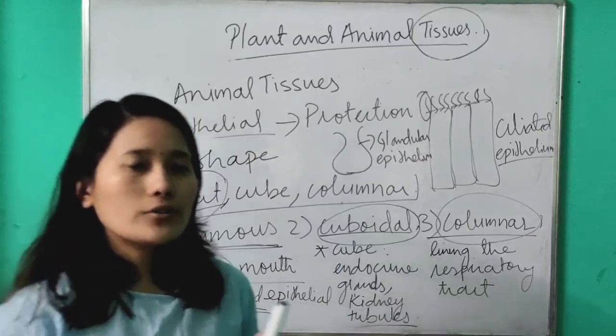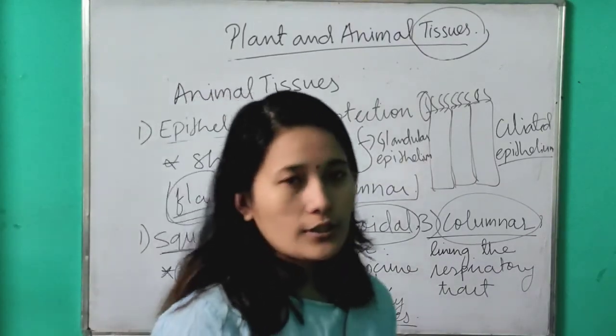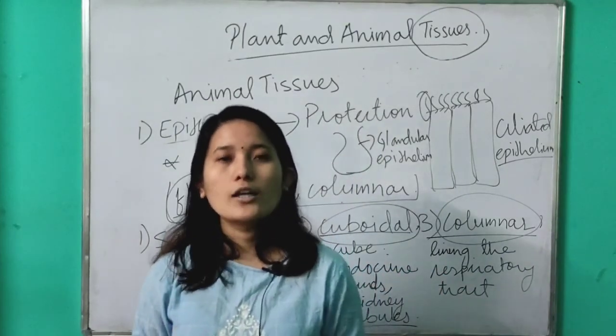Okay, so that's all about epithelial tissue. So in our next class we will take up the other 3, that is connective, muscular and nervous tissue.